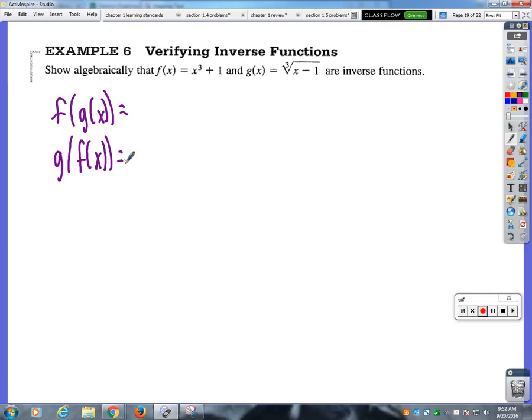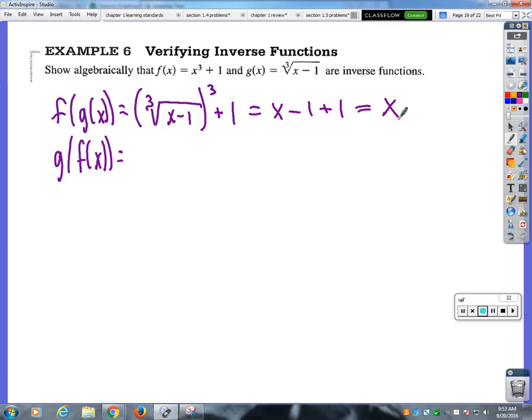Put it into the f function, okay? So I'm going to go cube root of x minus 1, cubed, plus 1. What happens to the cube root and the cube? They cancel. So that means that this really becomes x minus 1 plus 1. And x minus 1 plus 1 is obviously x. Okay, so we showed that f of g of x equals x.